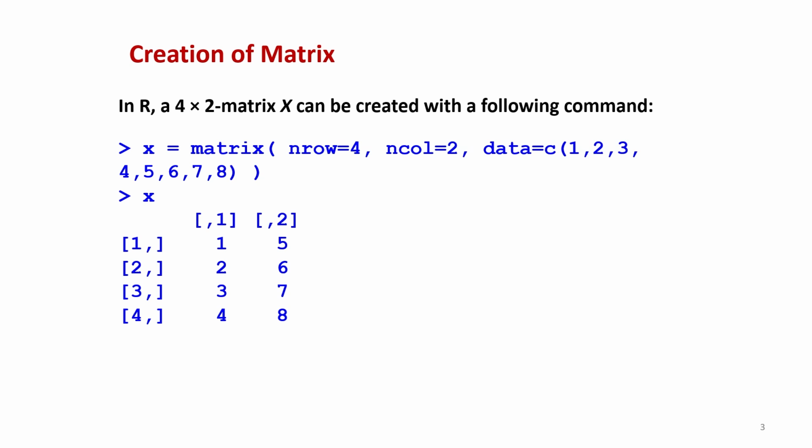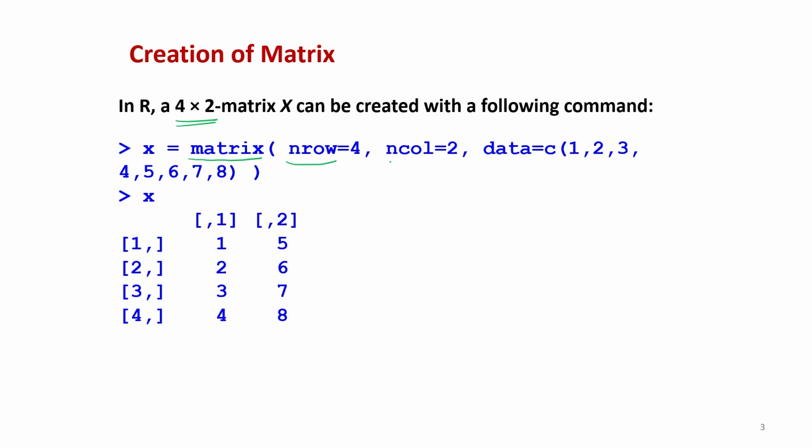Firstly, let us understand how we are going to create a matrix. Suppose I want to create a matrix of order 4 by 2. 4 by 2 means there are going to be 4 rows and 2 columns. In order to define a matrix, the command in our software is matrix, M-A-T-R-I-X, written in lowercase. When you want to create a matrix, you have to give information on different parameters. The first thing we want to specify is how many rows there are going to be. This is indicated by the parameter nrow, N-R-O-W. So we want to create a matrix of 4 by 2 order, so the number of rows here is 4.